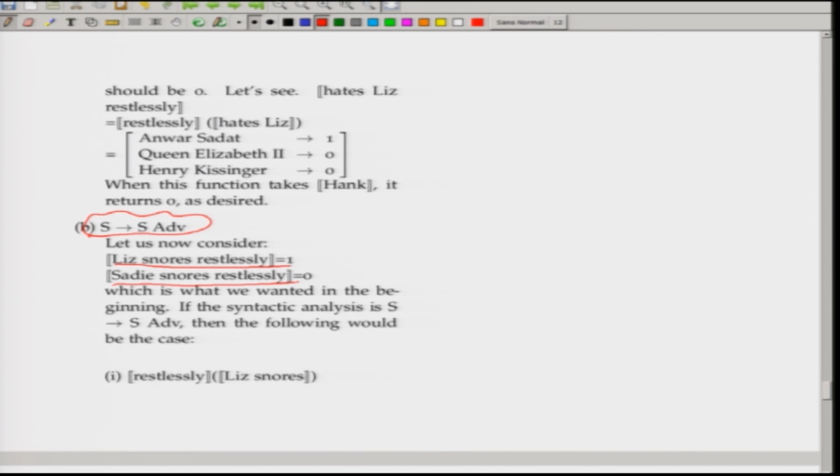Although both snore, Liz snores restlessly while Sadie does not. This much we know. The problem is, if our analysis were like S goes to S and then ADV, the reference of ADV would take the reference of S. And then comes the problem, because think of 2 sentences. If we erase this much, you get 2 different things.